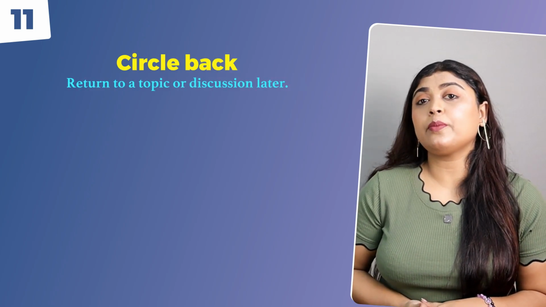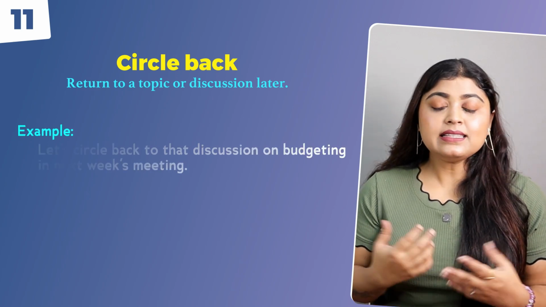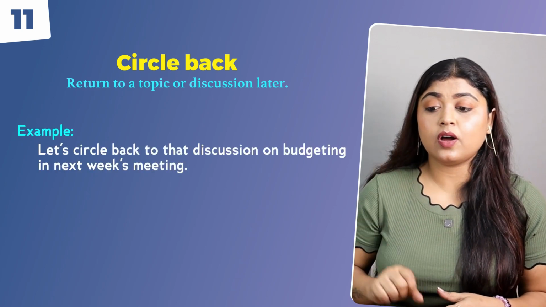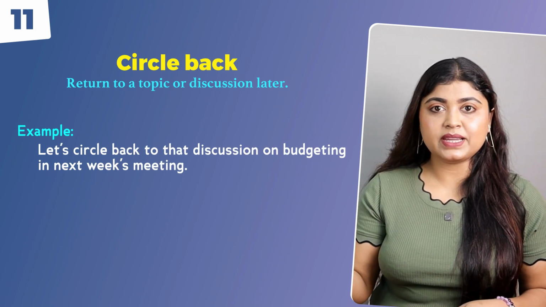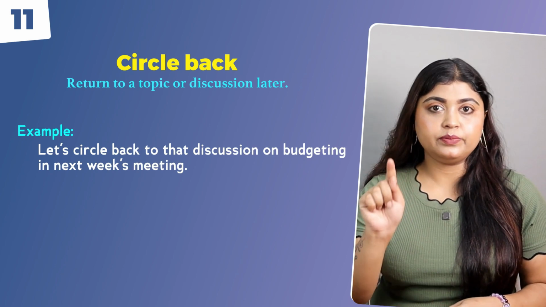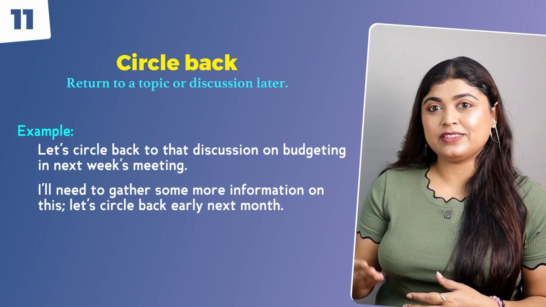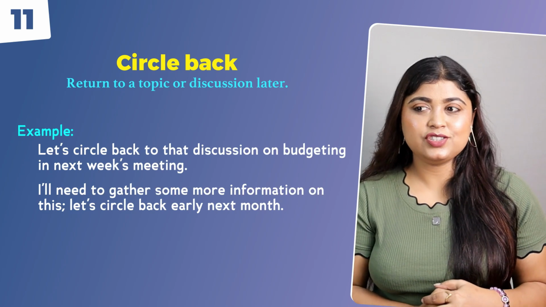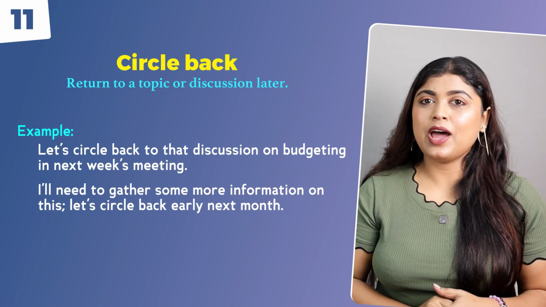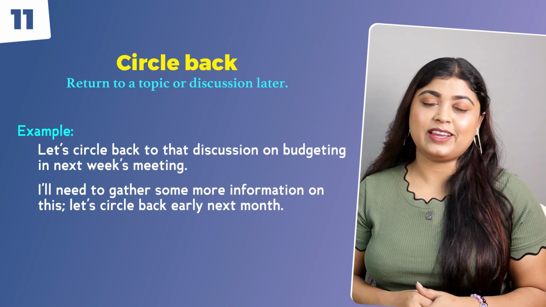So it's circle back. Circle back means returning to a topic or discussion later. For example, let's circle back to that discussion on budgeting in next week's meeting. That means in next week's meeting, we are going to discuss budgeting again. Example number 2. I'll need to gather some more information on this. Let's circle back early next month. That means I need to check a few things. So how about we connect once again on the same thing early next month.